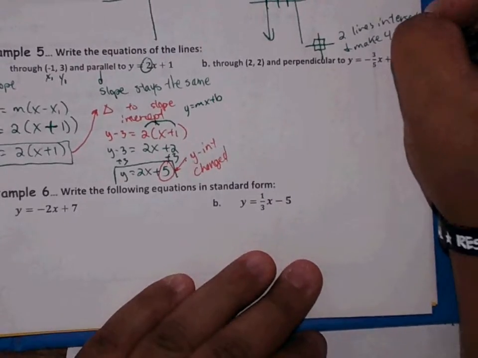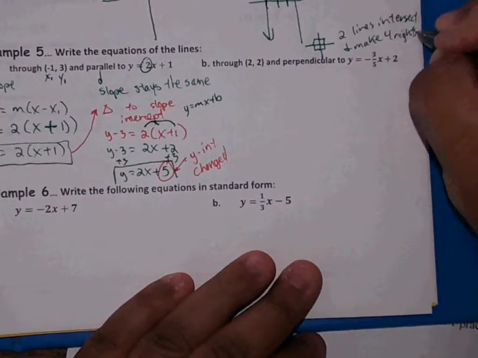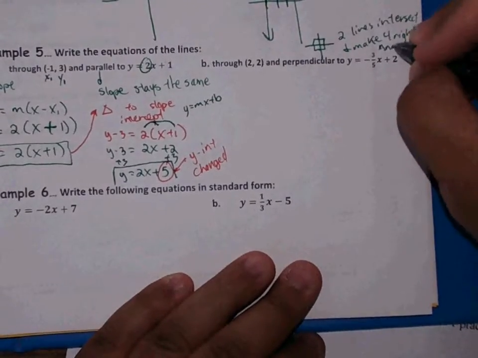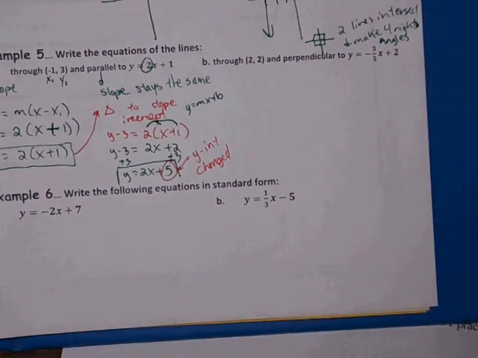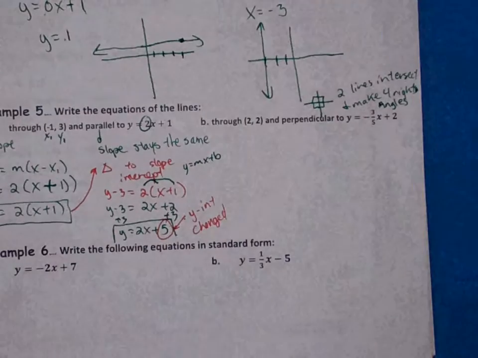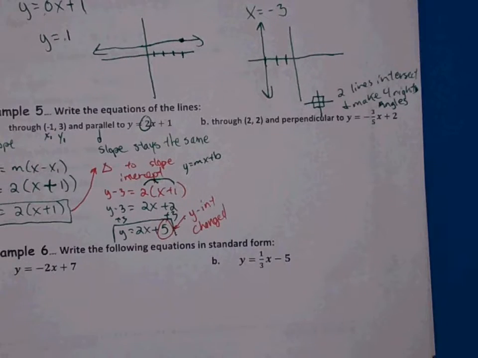Put those phones away, we're not using them anymore. Four right angles. That's what it means for something to be perpendicular. Two lines intersect and make 4 right angles.